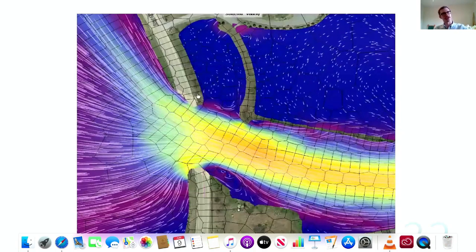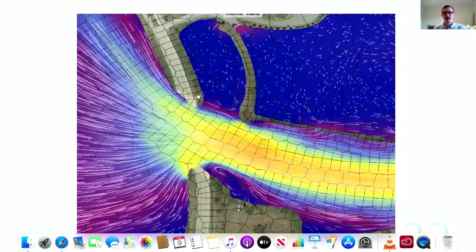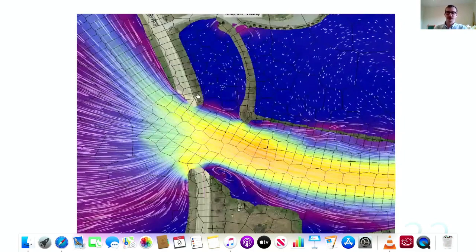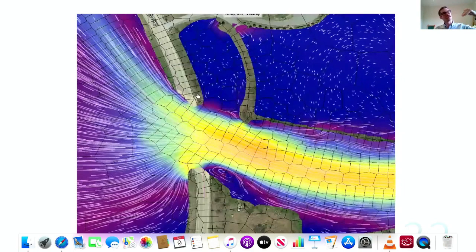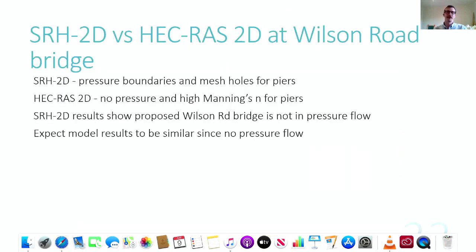Wilson Road, to the south, actually intersects Highway 276. You can see it in the bottom right portion of this graphic. And that's where our project ended. But you can see that there are still constrictions. You still have some dynamic calculations going on here that are impacting the upstream water surface elevation. And now to our comparison at the Wilson Road Bridge. Our SRH2D results showed that the Wilson Road Bridge was not in pressure flow, so we expected that our results would probably end up being similar.